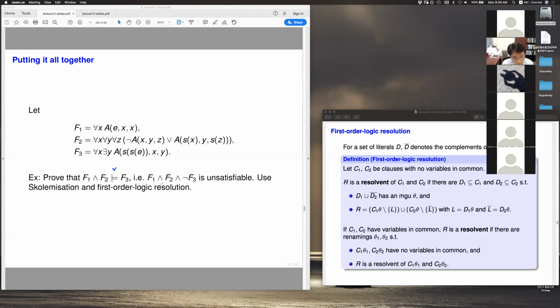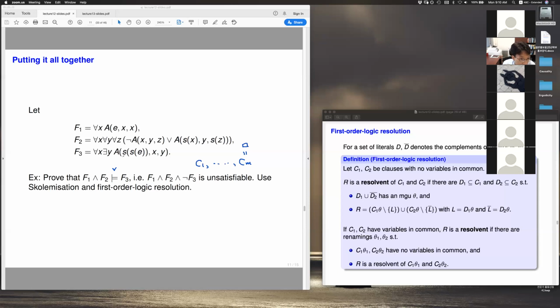Use all of these to derive the contradiction in this case. In other words, first Skolemize the formulas F1, F2, and negation of F3, and then do the resolution derivation, which is going to be a sequence of clauses. There will be a sequence of clauses C1 up to Cm, such that, because we want to prove this contradiction, the last one is a box. In other words, it's an empty clause. Okay, so I will give you 5 minutes to solve this problem.